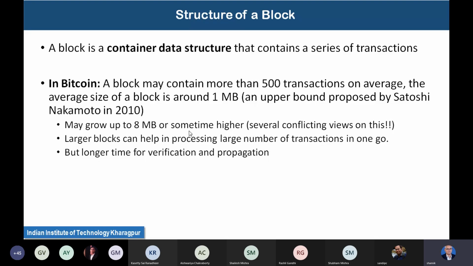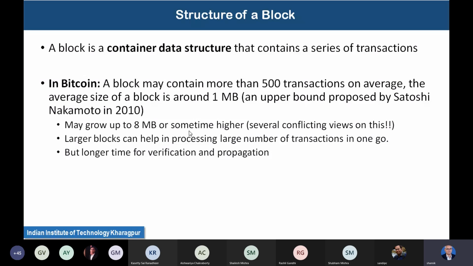There have been some discussions of making it grow to a larger size, and there have been many conflicting views on this: whether to increase the size, and what the issues are if the size is increased. If you just search for why the Bitcoin block size should be increased and why it should not be, you will get so many different comments, with participants saying why it is a good idea and why it's not so good an idea.